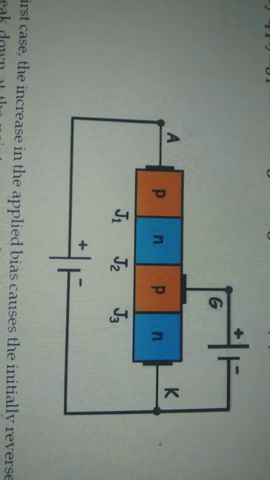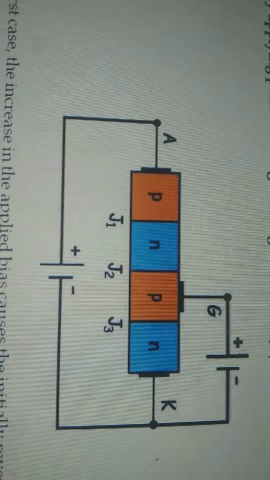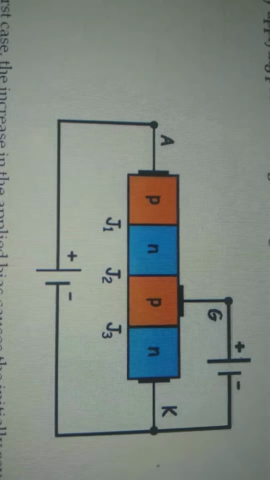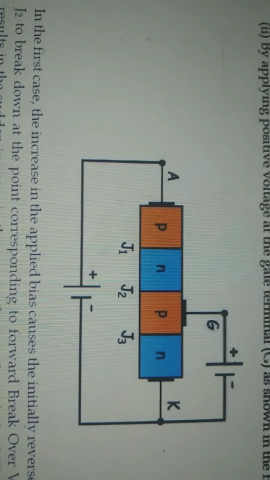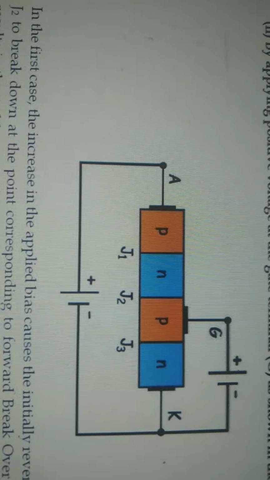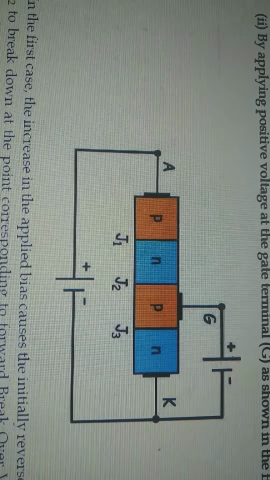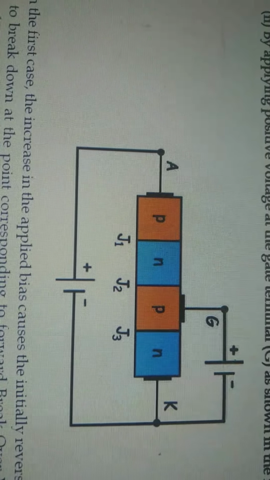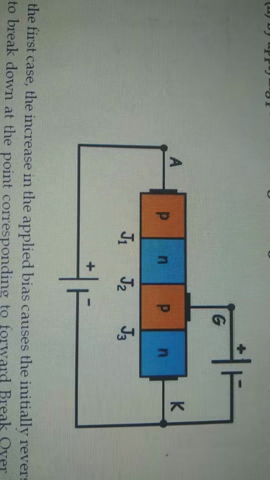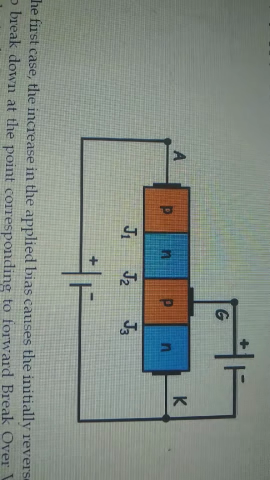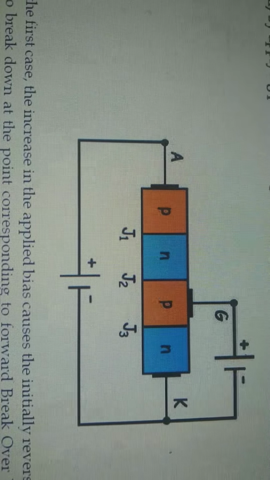And here we have to know two things: latching current and holding current. Latching current of the device, holding current of the device. These two currents are related to the anode current, the current which is flowing between the anode terminal and cathode terminal. If the anode current is more than the holding current, then only the SCR comes into conduction state. And the latching current is ahead of the holding current, and it is equal to 1.5 times the holding current.